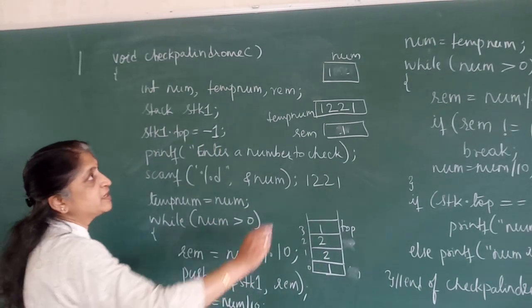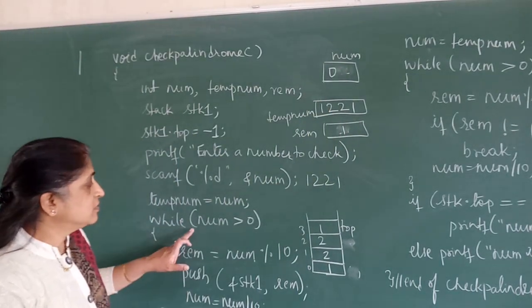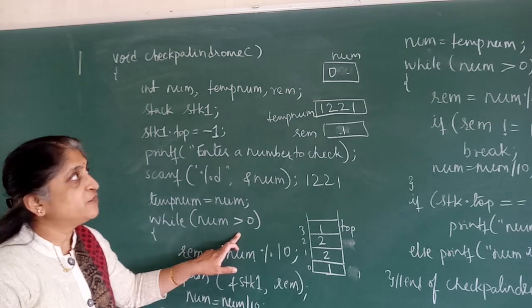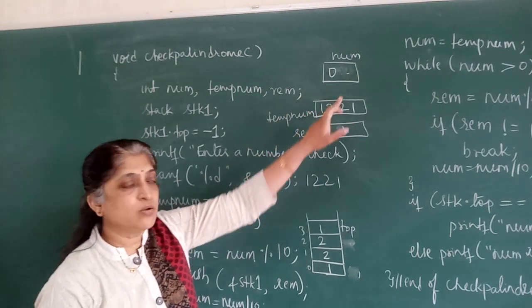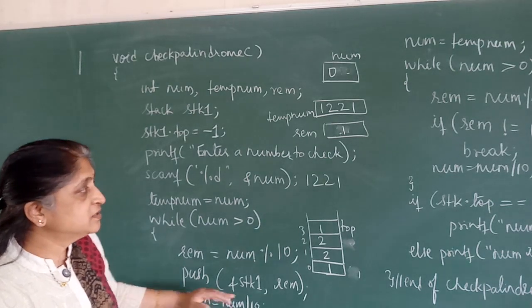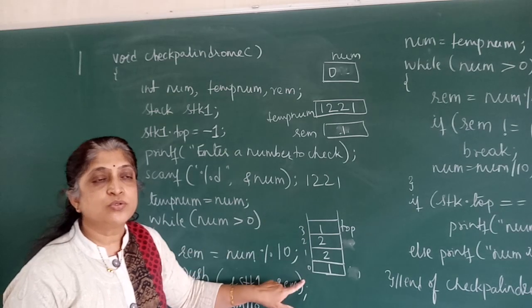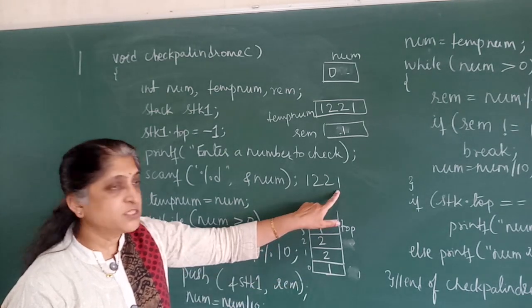Then divide the number by 10. Number becomes 0. Now, number is greater than 0 is false because the number has become 0. Control comes out of the loop. That is, we pushed the digits of this number to the stack from the units place onwards.